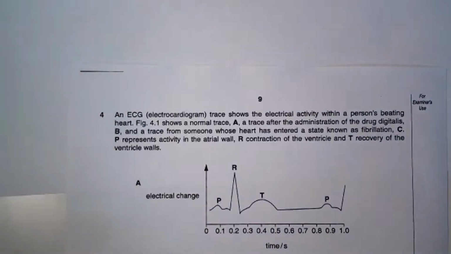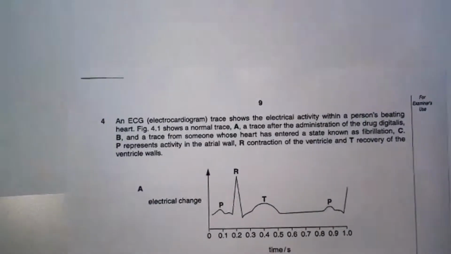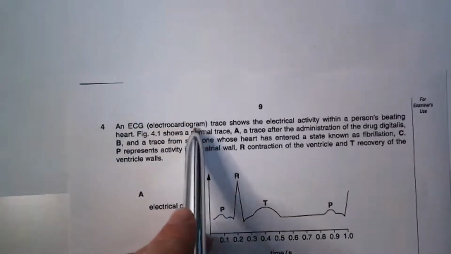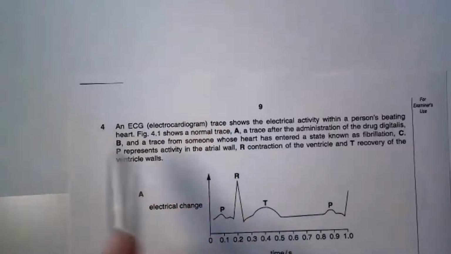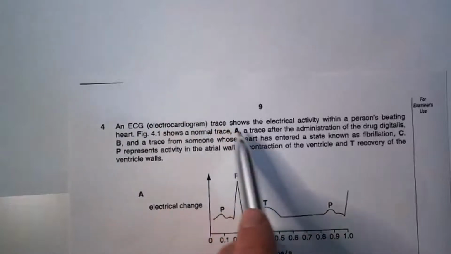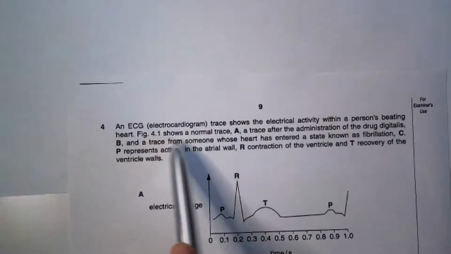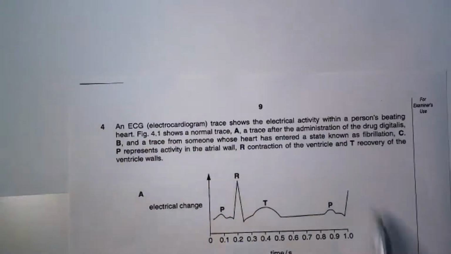This is an exam question about electrocardiogram. Don't say electrocardiograph, it's a cardiogram. And it says an ECG electrocardiogram trace shows electrical activity within a person's beating heart. Figure 4.1 shows a normal trace. So this is the normal trace. We've got sections P, R, T, and back to P again.